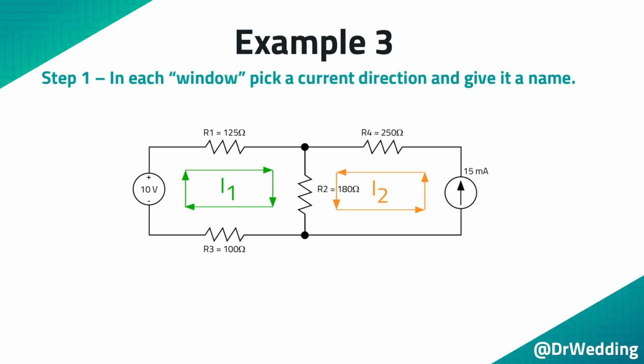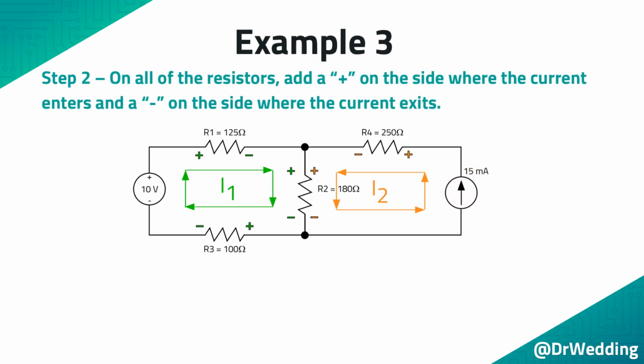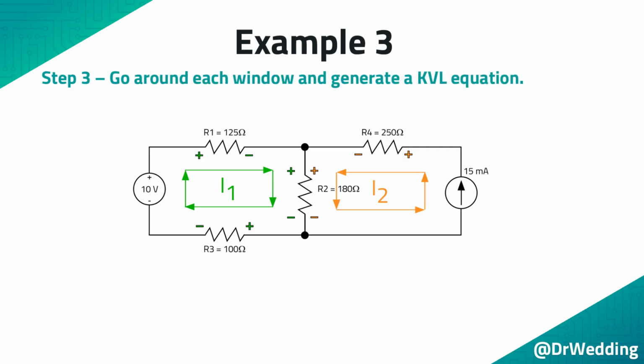Part of the reason this type of question is so easy is because you already know the direction of I2. The arrow in the supply is the direction of current flow. Step 2. On all of the resistors, add a plus sign on the side where the current enters and a minus sign on the side where the current exits. Step 3. Go around each window and generate a KVL equation.